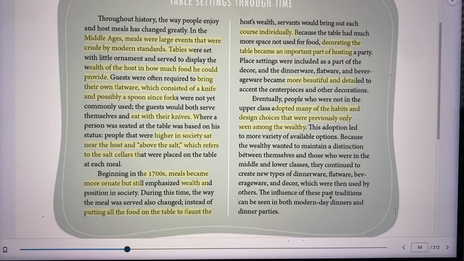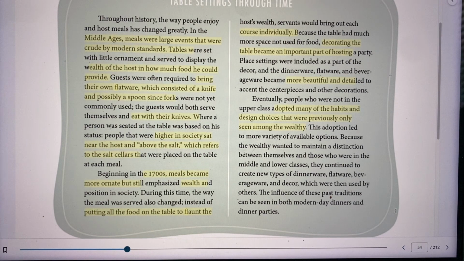Eventually people who were not in the upper class did adopt the ways of being hospitable and putting on a table. It used to be that poor people couldn't have a table like that. They didn't even eat at the table. But then they got the use of a table, and they developed table manners, as did the wealthy.